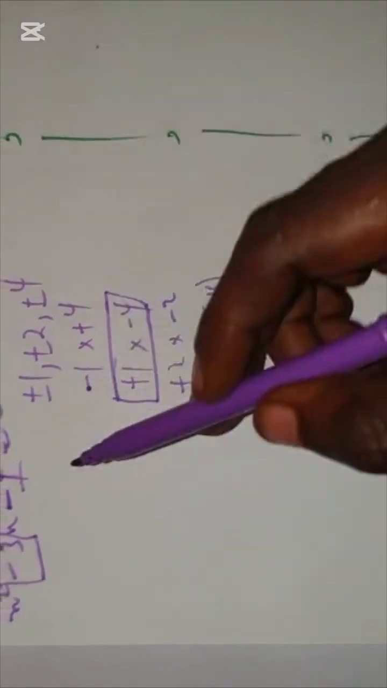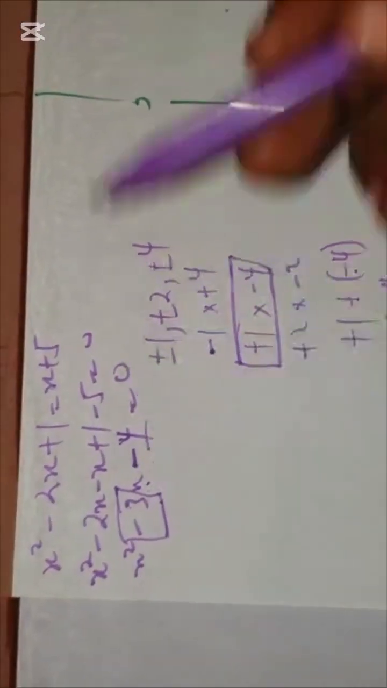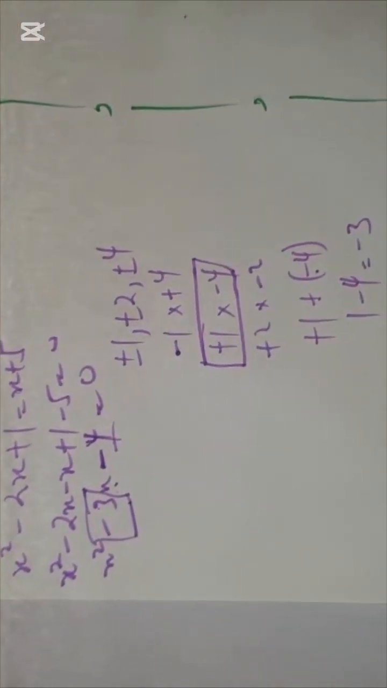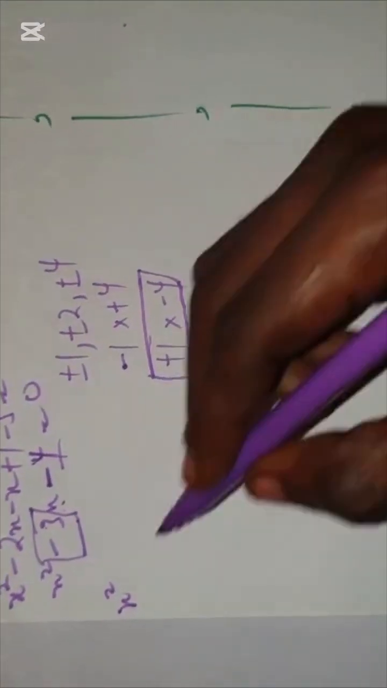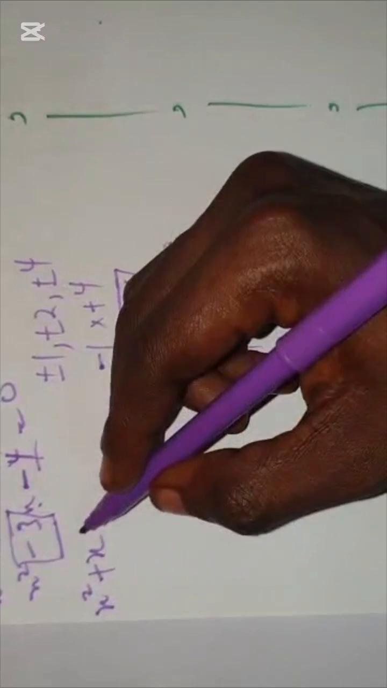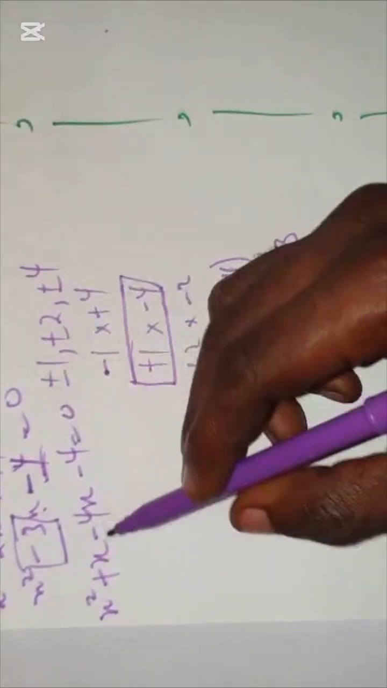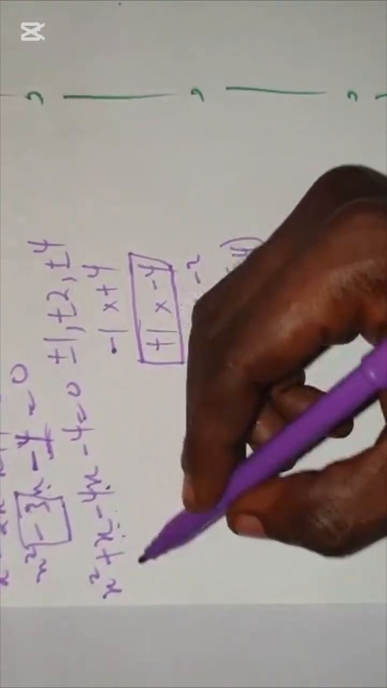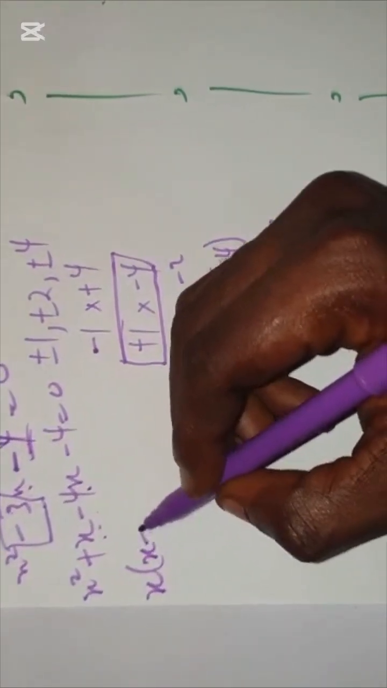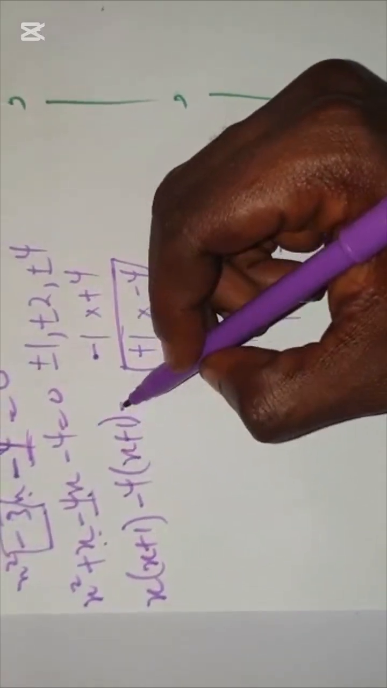So it's just like we're splitting this into 2 parts so that we can factorize. So we have x squared plus x minus 4x, then minus 4 equals 0. This still gives minus 3, so we're just dividing. So now we factorize: x times x plus 1 minus 4 times x plus 1 equals 0.